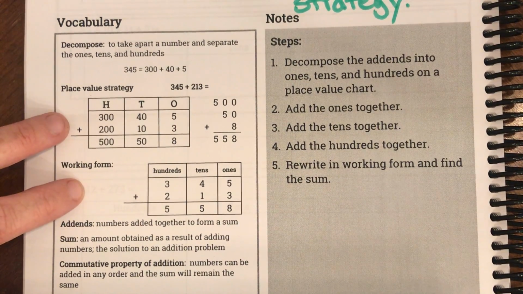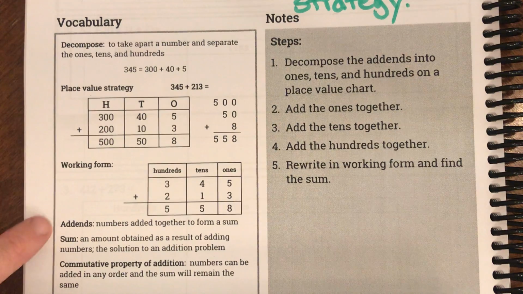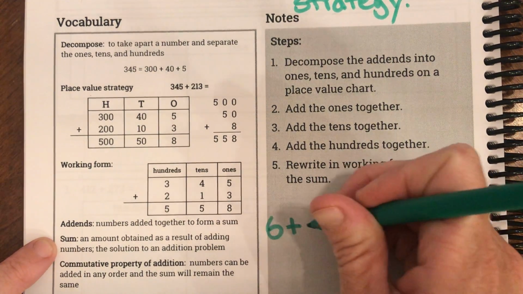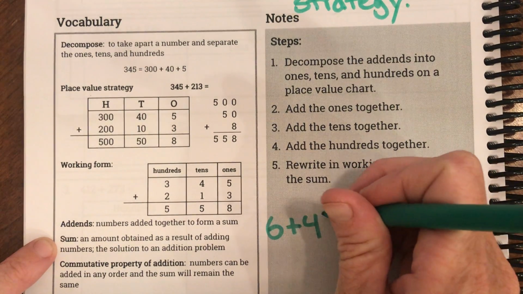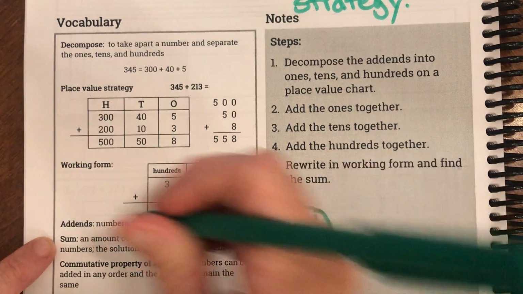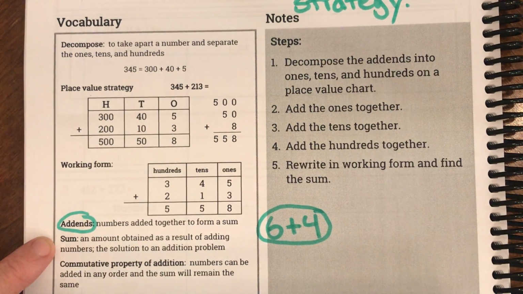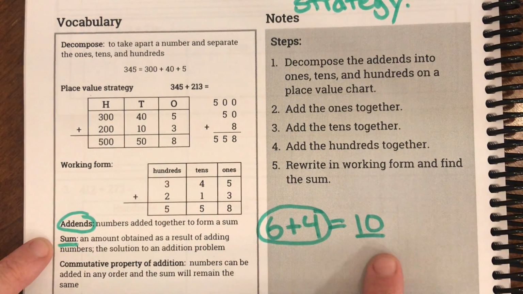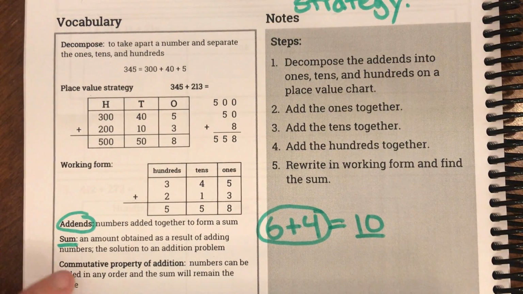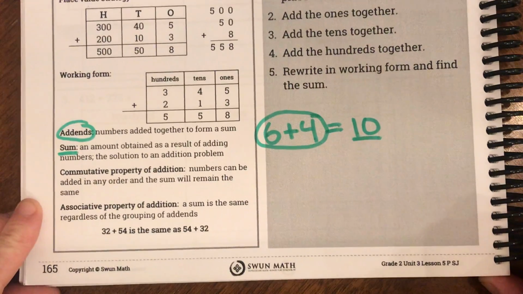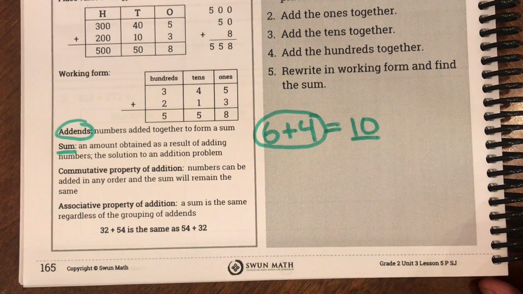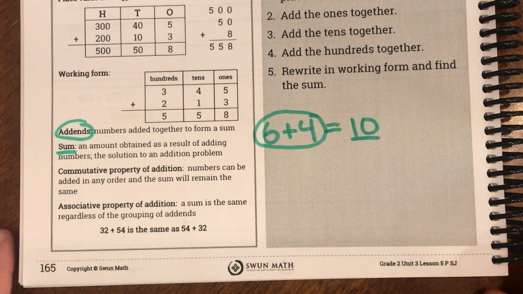Okay, remember our add-ins and sum are our addition words. So in a simple addition problem like 6 plus 4, 6 and 4 are being added together, so those are our add-ins, and our sum is our answer. So 10 would be our sum. And then here are our two properties that tell us that when we add, we're allowed to add numbers or add-ins in any order. We can group them in any order and it will still get the correct sum.